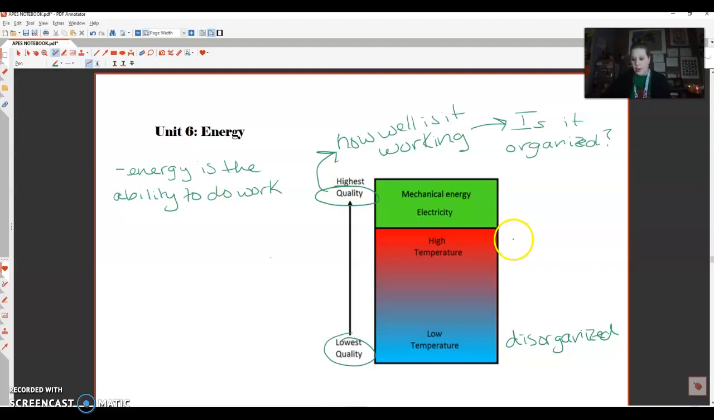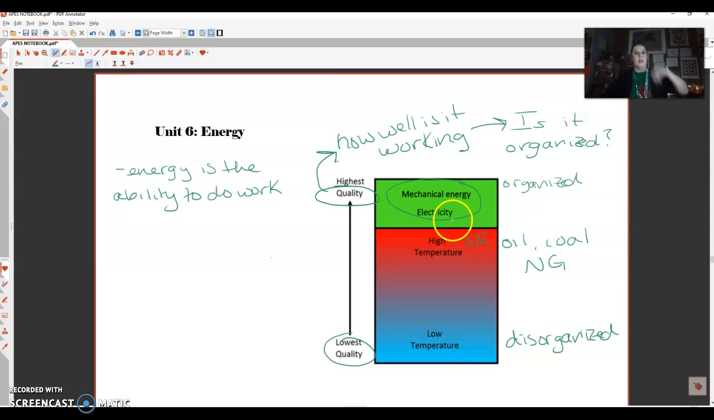This is where we see things like oil, coal, natural gas. These are going to be our non-renewable energy sources. When we get up here to the highest quality, this is where it is going to be the most organized. This is what we want. Mechanical energy and electricity are both very high quality forms of energy.